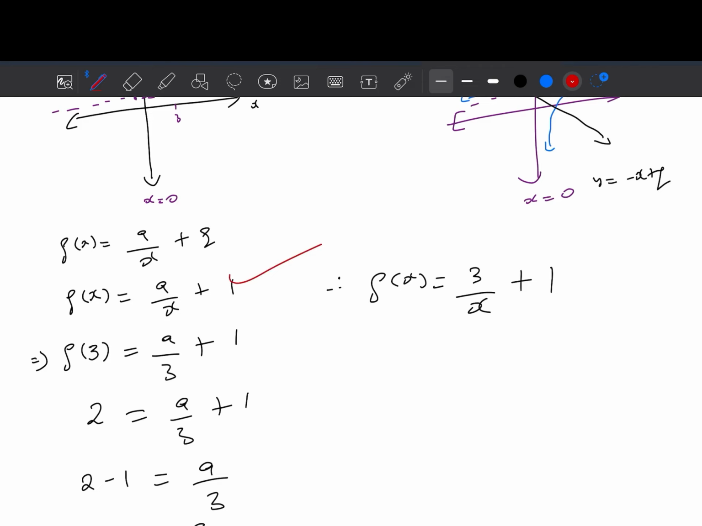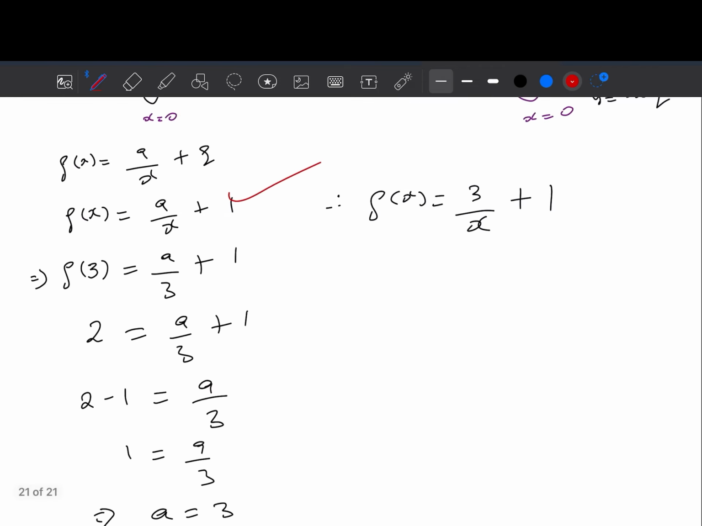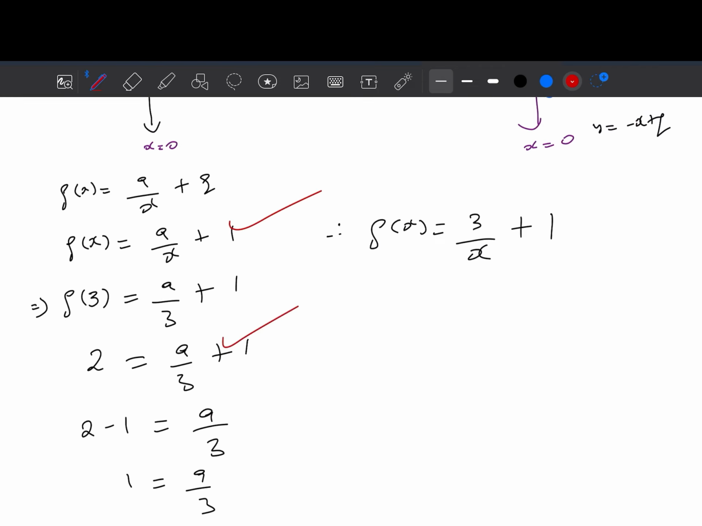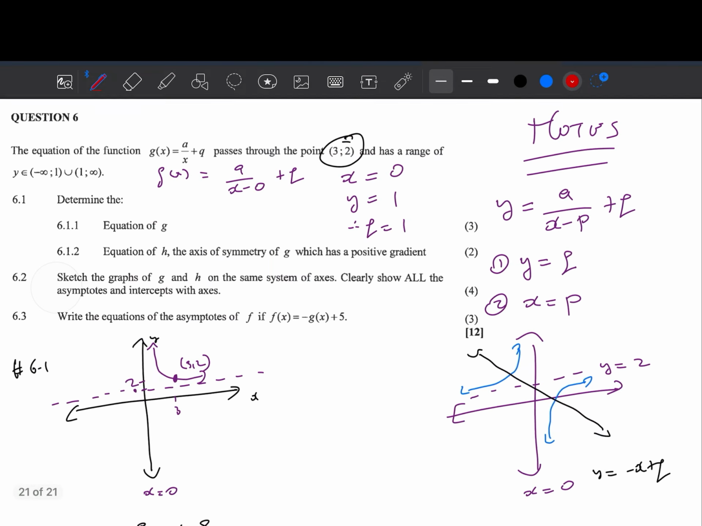You get a mark for discovering q, and you get a mark for substituting this given point, 2 and 3, and you get a mark for this. That's where you get your 3 marks.